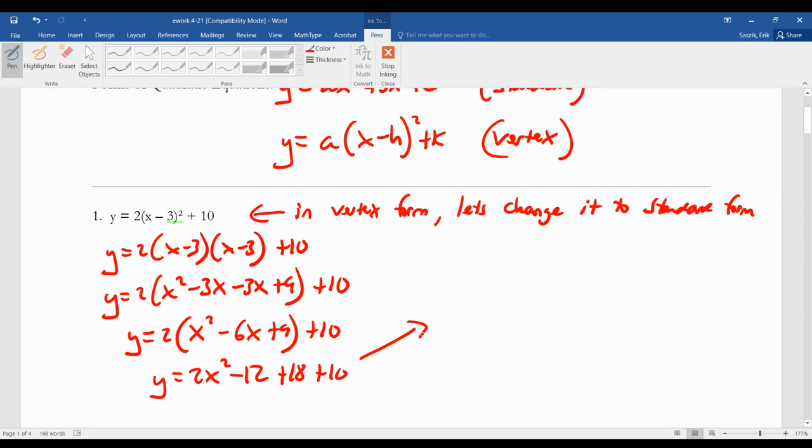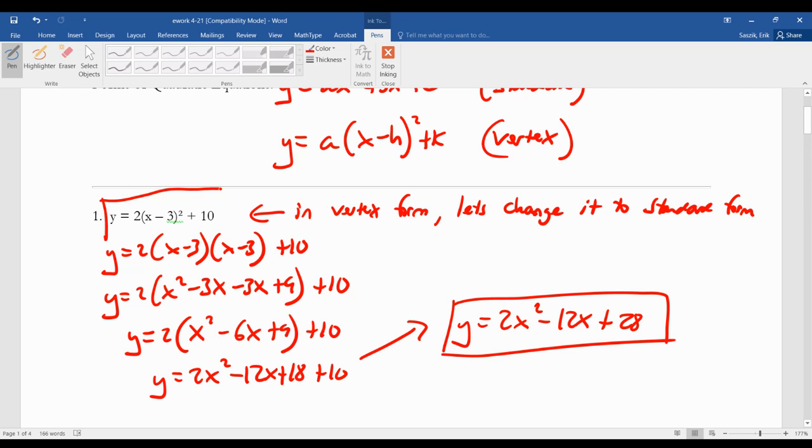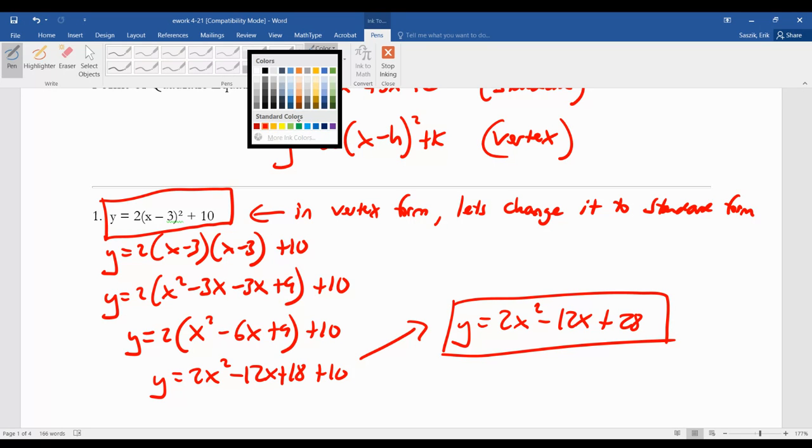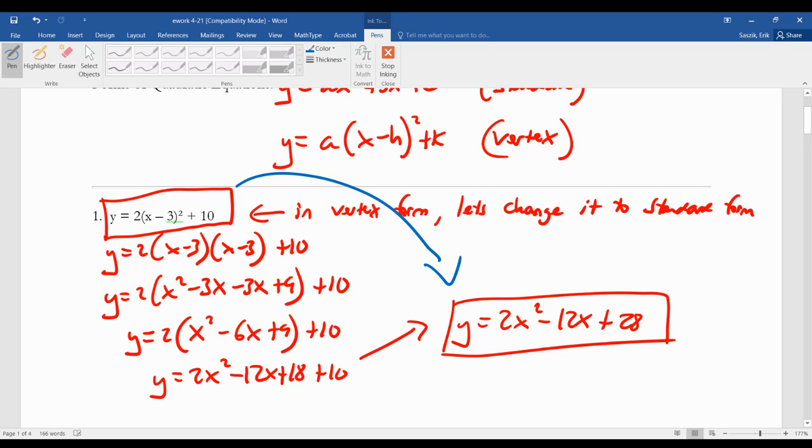And then, of course, we have like terms here at the back. So we end up with y equals 2x squared. Whoops, there should be an x there. Minus 12x plus 28. Now, I want you to realize that these two equations are the same. Okay? This is the standard form version of that. That's the vertex form version, but they are the same thing. Okay? And we'll get into all of what all this stuff means later on.